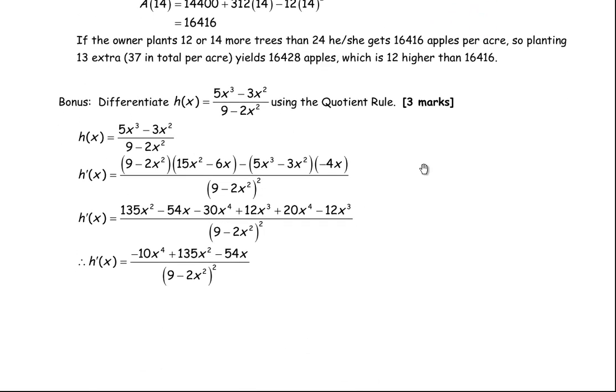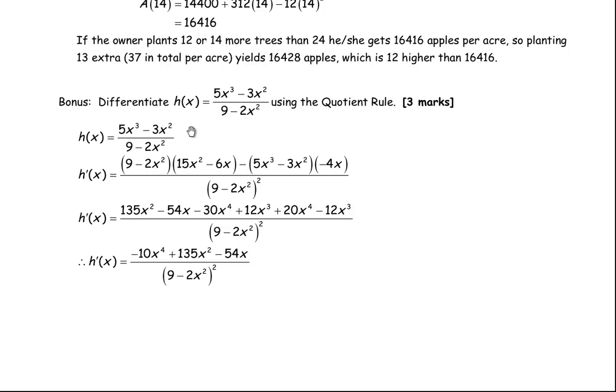And then we have a bonus question down here to differentiate this h of x function using the quotient rule. And so the quotient rule works like this. Here's the function, and we start with the denominator. So the 9 minus 2x squared gets multiplied by the derivative of the numerator. So the derivative of 5x cubed would be 15x squared. Remember our power rule, 3 times 5 is 15. Subtract 1 from the exponent to make it 2. Derivative of negative 3x squared, the 2 comes down and multiplies by the negative 3 to give you negative 6. Subtract 1 from the 2, you get a 1 for the power of the negative 6x. Actually, really, the x power is just the 1, not the 6.